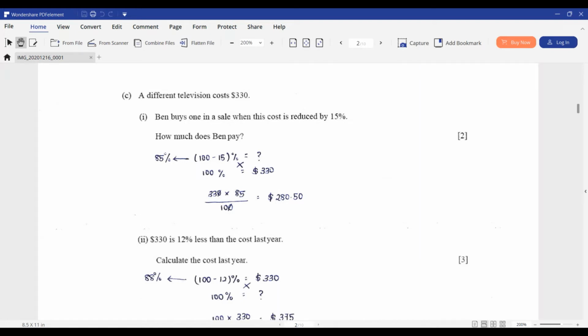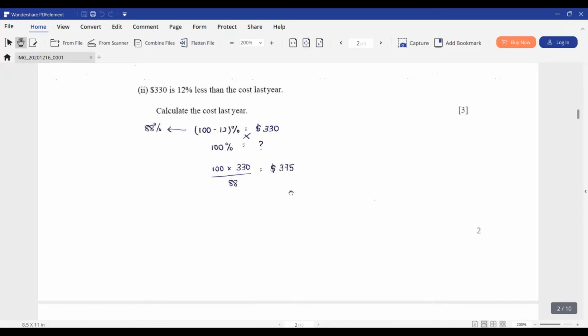Let's repeat this. If 100% of the price is $330, what's 100 subtract 15% of the price? So what's 85% of the price? So I'm going to cross multiply. So 330 times 85, get your answer, divide the answer by 100. The answer is $280.50.